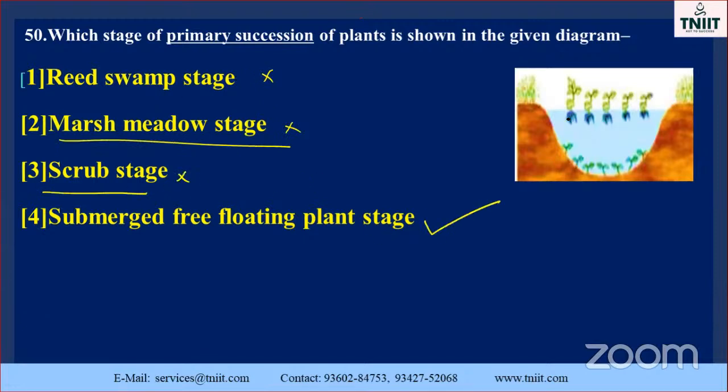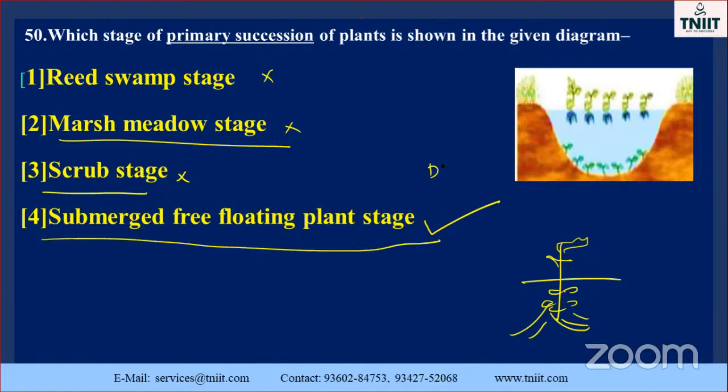See here. Some of the plants, what happened? Free floating, isn't it? Submerged means partially dipped in the soil, like that. Here also leaf is there. Here also leaf is there. This is called submerged. Free floating: see here, the root is not attached to the bottom of the soil. It is also free floating. That is the correct option.